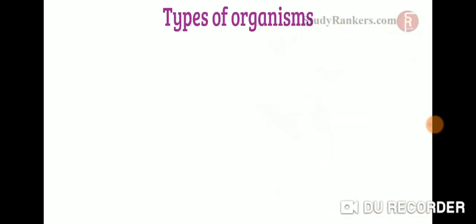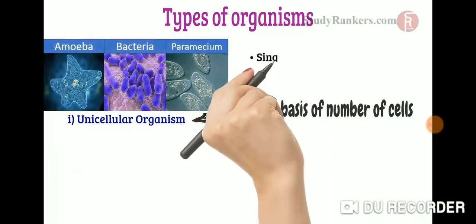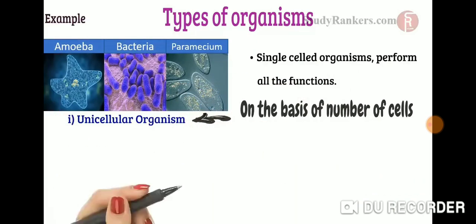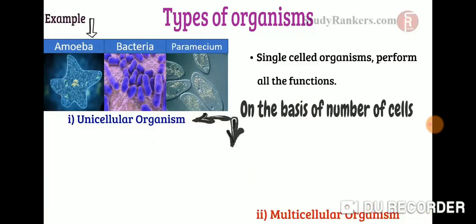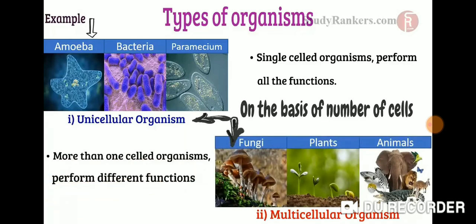Types of organisms. On the basis of number of cells, organisms are of two types. Number 1, unicellular organisms. These organisms are single-celled which perform all the functions. Example, amoeba, bacteria. Number 2, multicellular organisms. Organisms made up of more than one cell which perform different functions in the body and also form various body parts. Example, fungi, plants, animals.